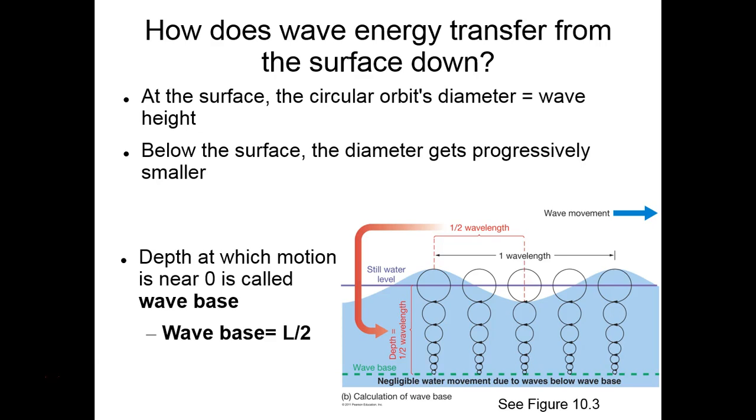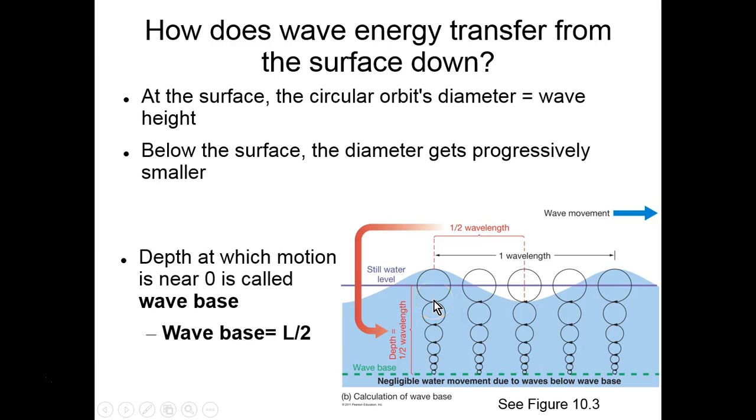Okay, now we were just talking about waves at the surface, but what happens below the surface? At the surface, the circular orbit's diameter equals the wave height, right? In this image down here, we can see the surface wave, the circular orbit. The height of the wave is actually the diameter of this circle, because here's the trough, the bottom of the circle, and here's the crest, the top of the circle. So the height is the diameter of the circle.